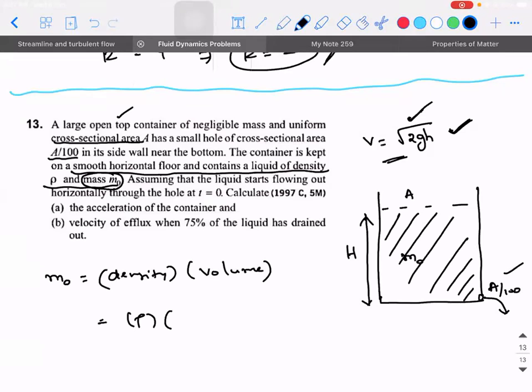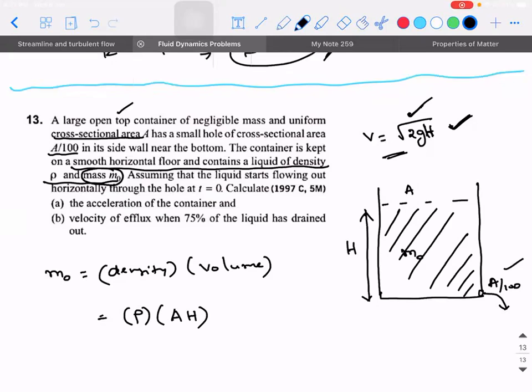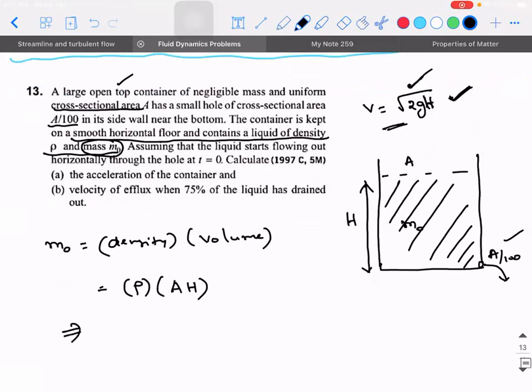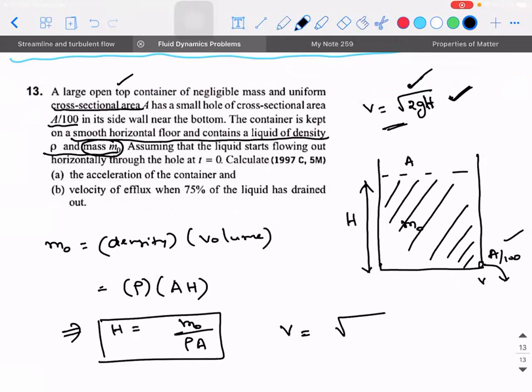Assume that this hole is not there. Is it not area into H? Oh, I have taken the height as capital H. Okay, area into H. So what will be the value of capital H? It will be m naught divided by rho into A. So what will be the velocity with which the liquid is coming out here? It will be root of 2g into m naught divided by rho into A.